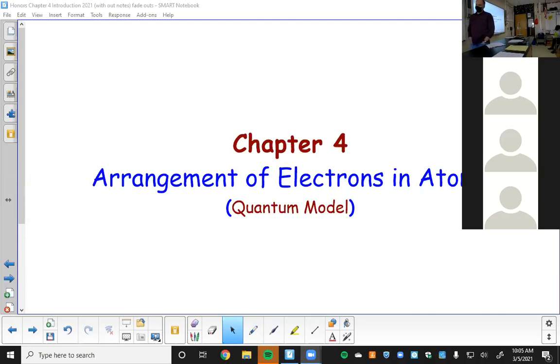Anyway, chapter four, arrangement of electrons and atoms. It turns out to understand the quantum model of the atom, it all really has most to do with the electrons in the atom. So we're gonna be spending a lot of time looking at electrons and their behaviors and their quantum behaviors in the atom, particularly in the second half of this chapter.